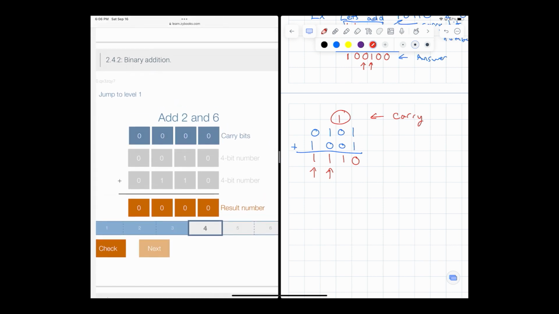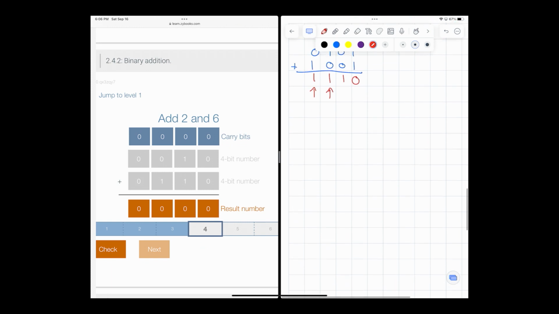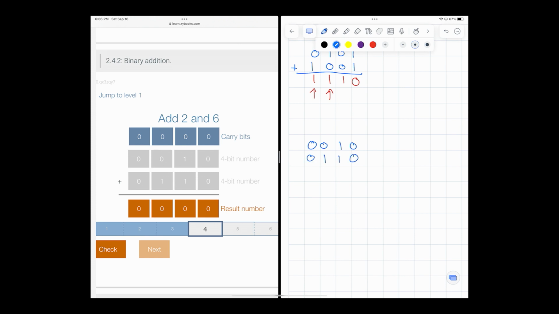Okay, and we got it. So we're on to the next one. We have 0, 0, 1, 0, and we have 0, 1, 1, 0, and we're adding. Just like before, first column, 0 plus 0 is 0. Second column, 1 plus 1. 1 plus 1 is 2, but we write it 0, 1.